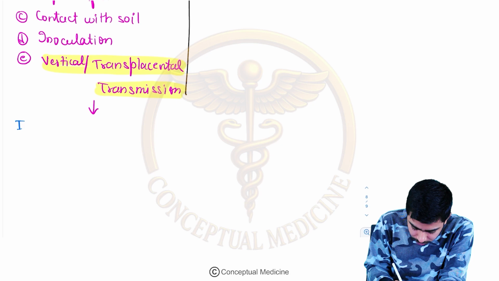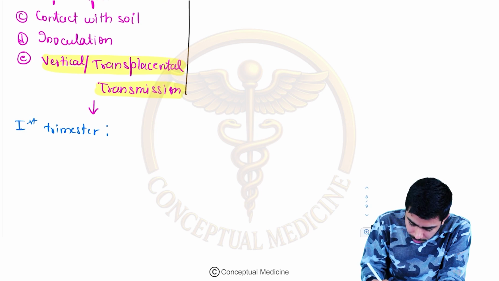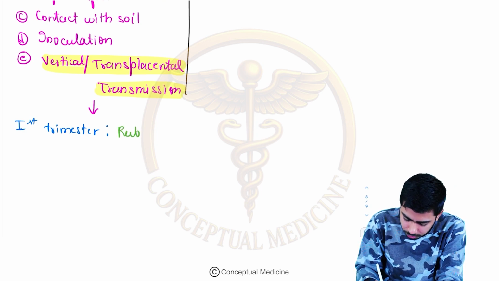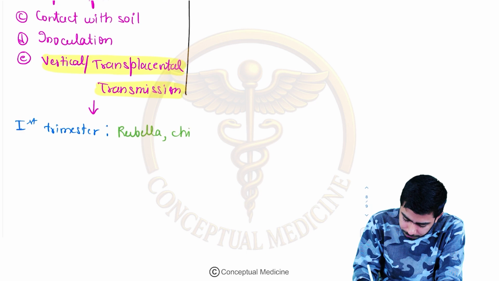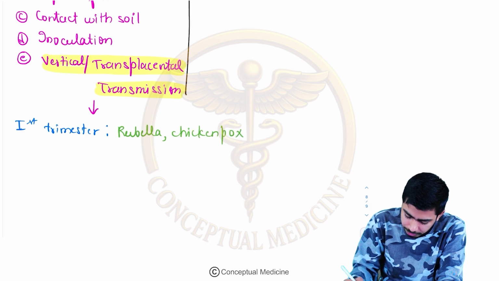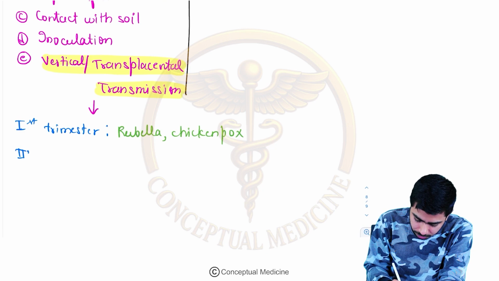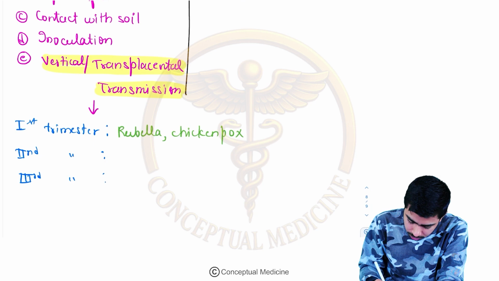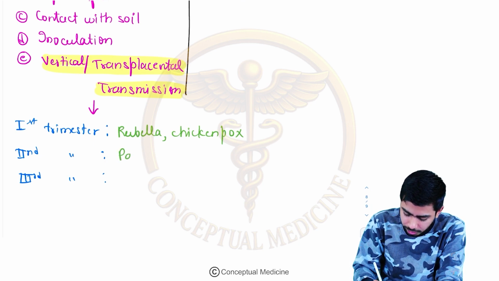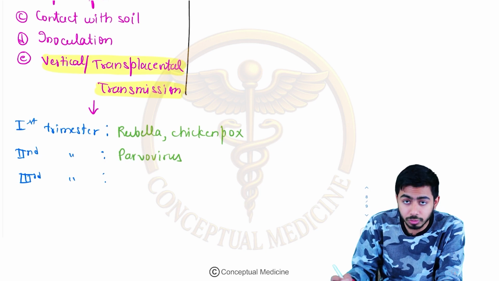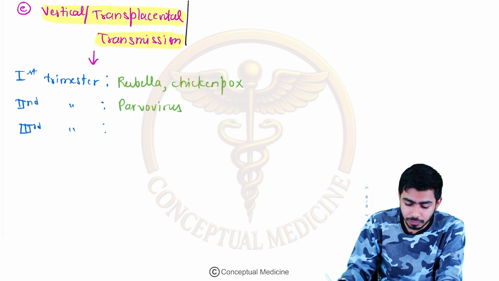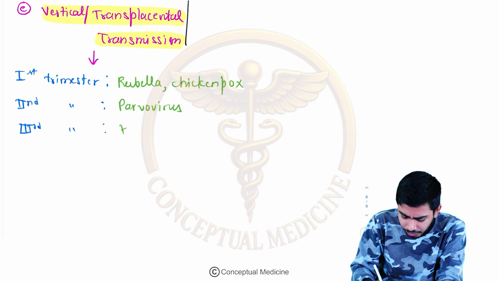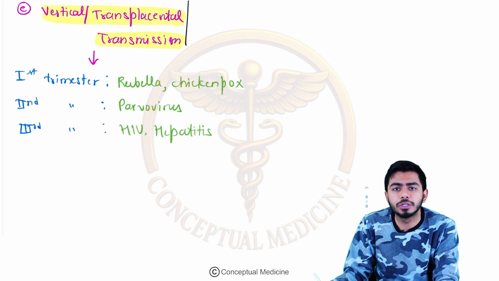So here, let's say in the first trimester, for example, chickenpox or rubella, right? So rubella infection or chickenpox, you might be seeing over there. They might get transferred, or in the second trimester, or in the third trimester, right? In the second trimester, parvovirus can actually travel from mother to the baby. In the third trimester, for example, HIV or maybe hepatitis can actually transfer from mother to the baby, right?